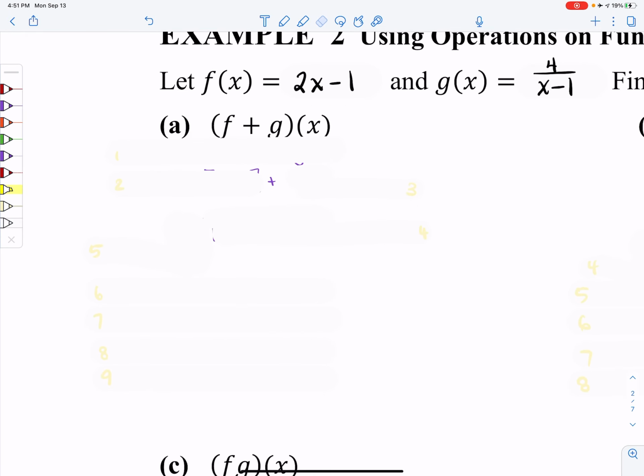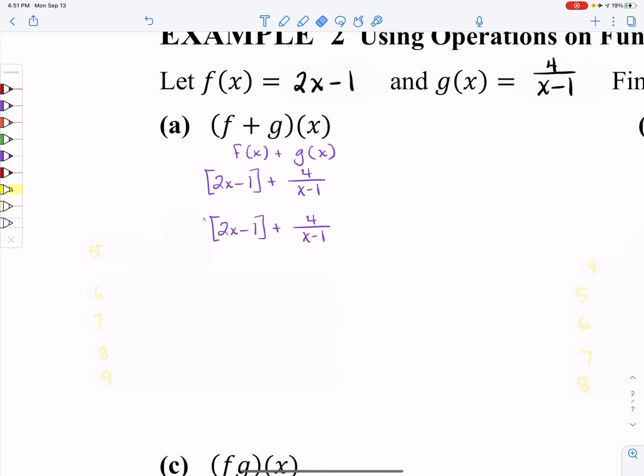All right, so let's just start on this then. First thing is let's write it in that nicer way, f of x plus g of x. And we know what f of x is. We've been told what it is. So f of x is 2x minus 1. We're going to add to that g of x, which is 4 over x minus 1. All right, now you guys know that in order to add fractions, you need to get a common denominator.